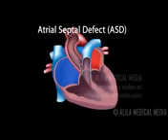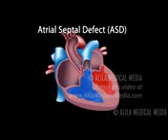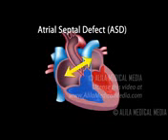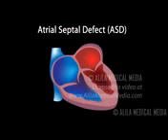Atrial septal defect, or ASD, is a congenital heart defect in which blood flows abnormally between the two atria of the heart. Normally, the atria are separated by a wall called the interatrial septum. In ASD patients, this septum is defective, allowing blood flow between the two chambers.